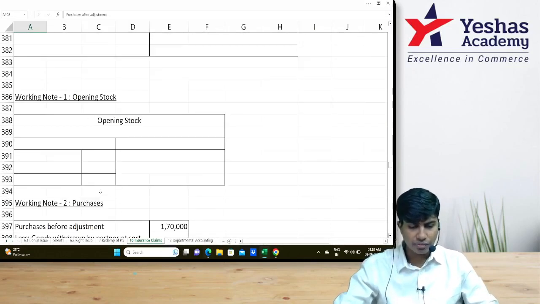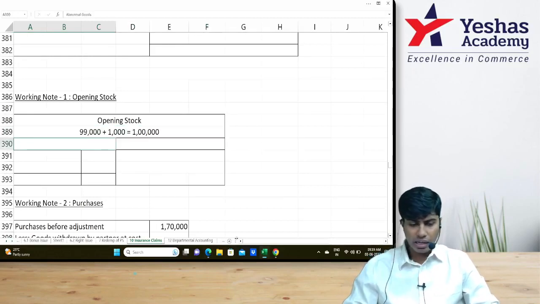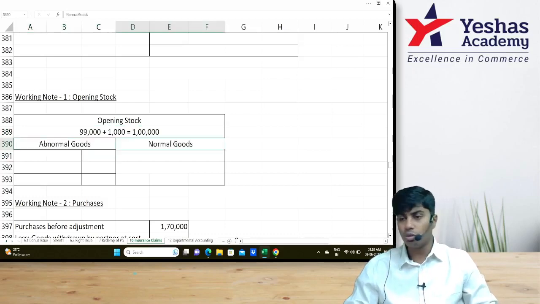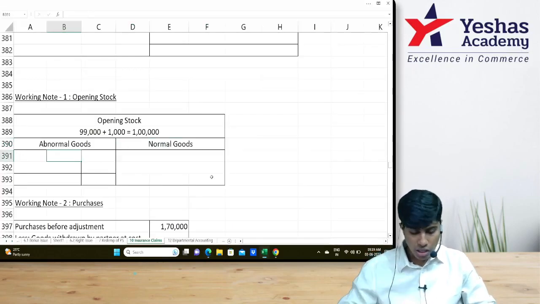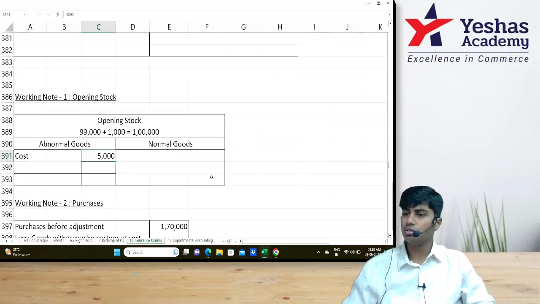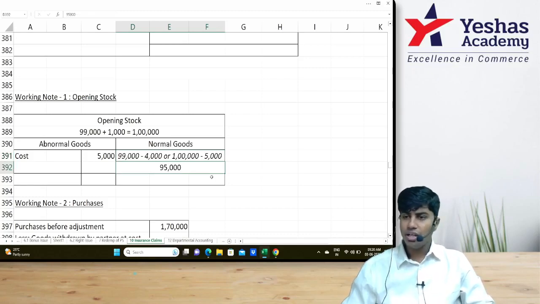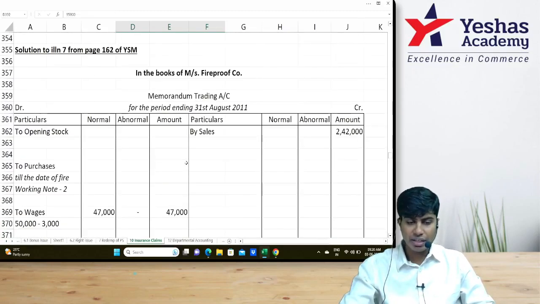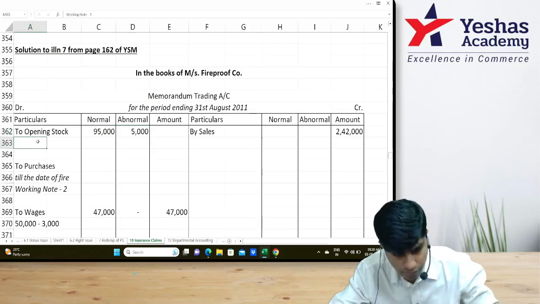Shall I add back 1,000? 99,000 plus 1,000 becomes 1 lakh. This can be split into two parts, abnormal goods and normal goods. They are telling us the original cost of which was 5,000. Can I say original cost of goods is 5,000? What will be normal goods? 1 lakh minus 5, or 99 minus 4, it is 95,000. Shall I write it in our trading account? Normal 95, abnormal 5. Understood? Working note number 1.